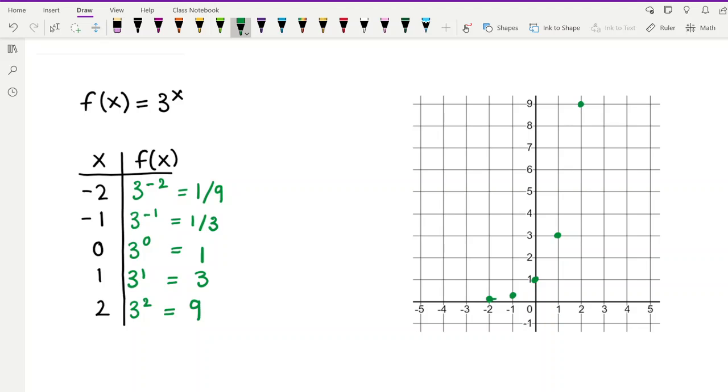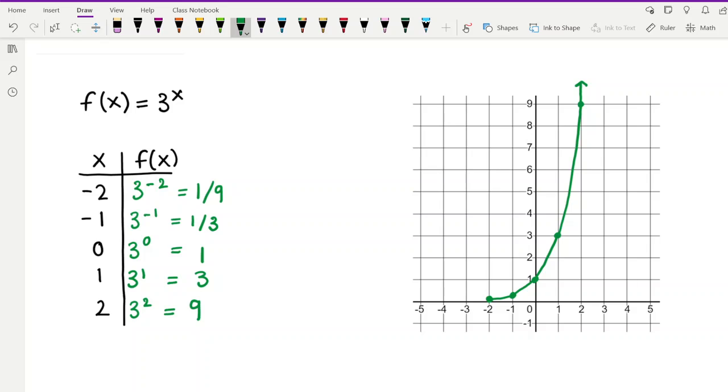Okay, so I'm going to connect the dots of what we have so far, and then we'll talk about where this graph is going to continue to head. So first of all, let's talk about the right side. Where is this graph going to keep going to the right? Well, it's going to keep going up and up and up, and it's going to keep getting steeper because every time we're multiplying by 3 again. So 1 times 3 is 3, 3 times 3 is 9, then 9 times 3 is 27, 27 times 3 is 81. So these numbers are going to grow really, really quickly, and the graph is going to be really steep up on the right side.